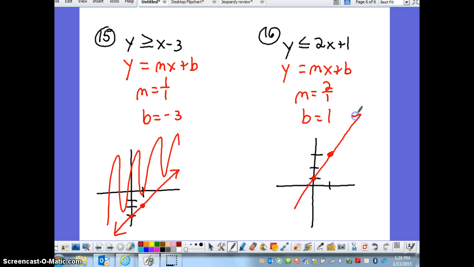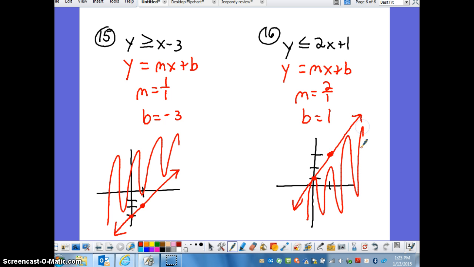This is again going to be a solid line because it has the equal to piece. But this time it is less than, so less than means everything below. You notice I'm going right through all of my x and my y axis. It's just that one line that matters that we're going through.